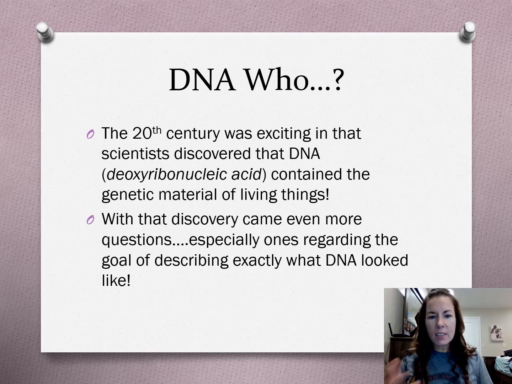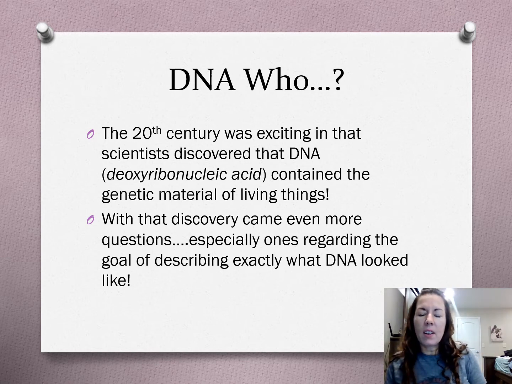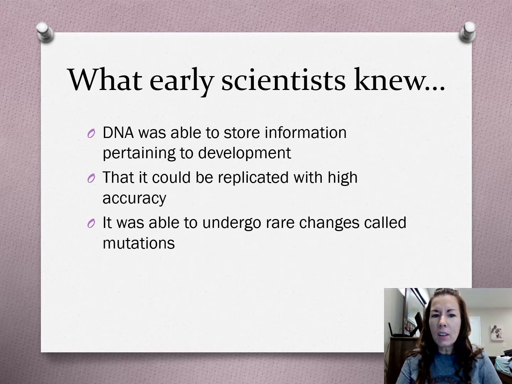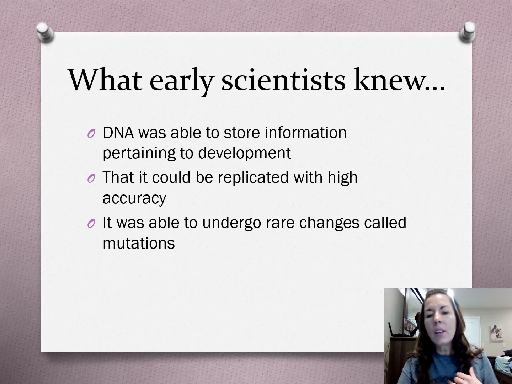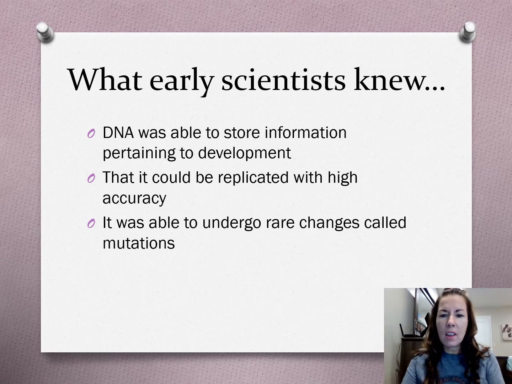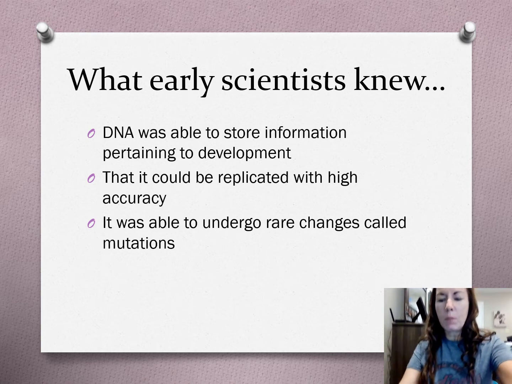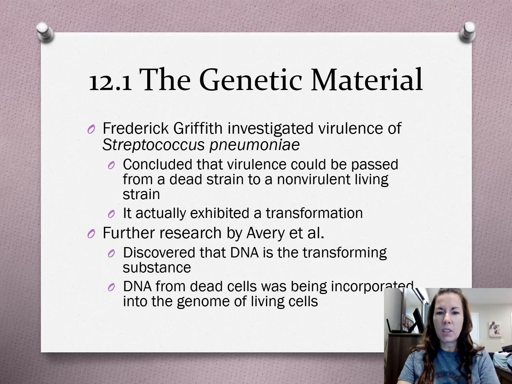Of course, with that discovery, then there was like a race to figure out more about DNA. So what did it do? How do you get more of it? That kind of thing. Early on, all scientists knew was that DNA was able to store information pertaining to development. They knew that it could be replicated even, and that it could undergo rare changes called mutation. So there was still a whole lot to know about it.